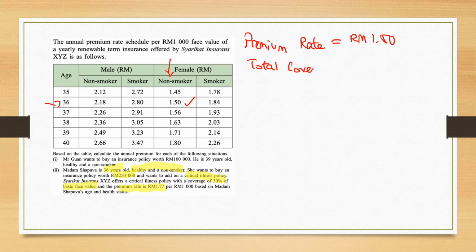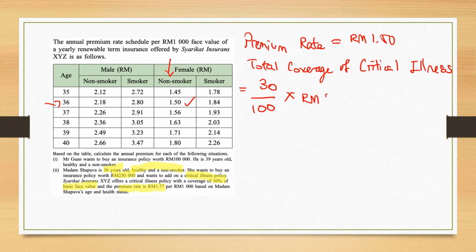Total coverage of critical illness. Okay, so that will be 30% of basic face value, so 30 over 100 right here, times the insurance policy worth 250,000. That will be 175,000 ringgit. Of course, we are not done yet. We need to find the annual premium. Okay, so annual premium.